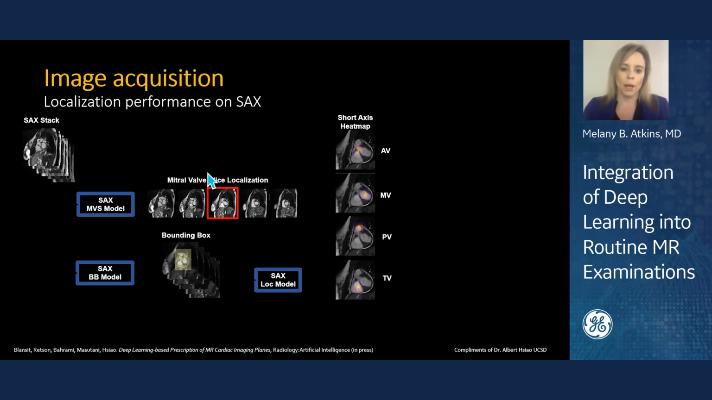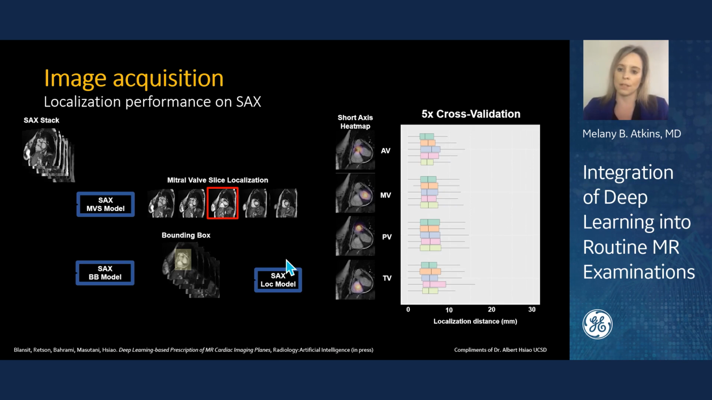The original model that they utilized here, they started with mitral valve slice localization utilizing a model to identify the mitral valve. They then placed a bounding box around the heart to decrease the search space for the anatomic landmarks. And then they put a third localization model, a final localization network, for fine-grain anatomic localization. And again, you can see here they have excellent cross-validation.